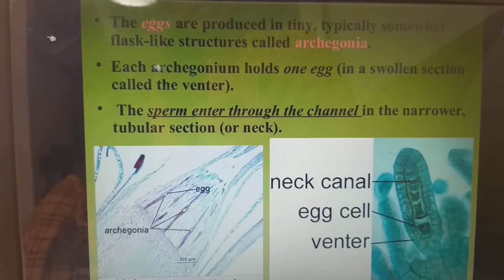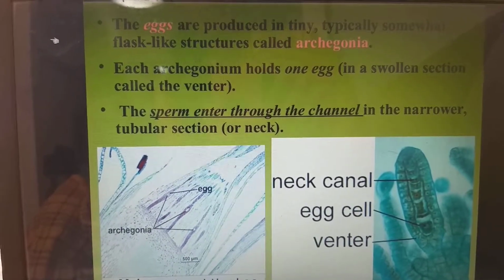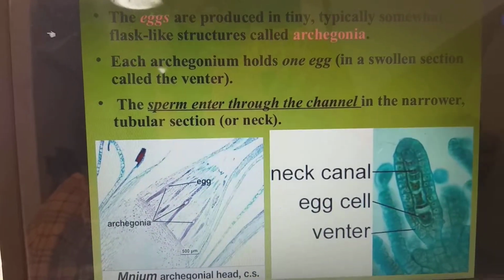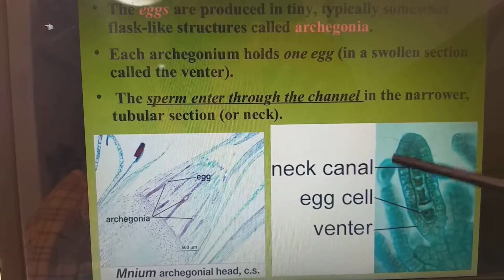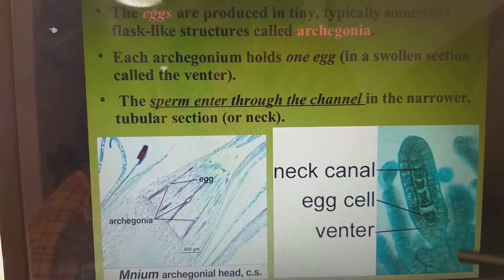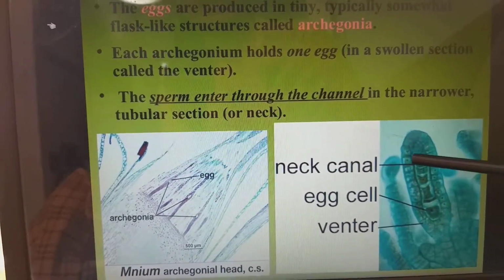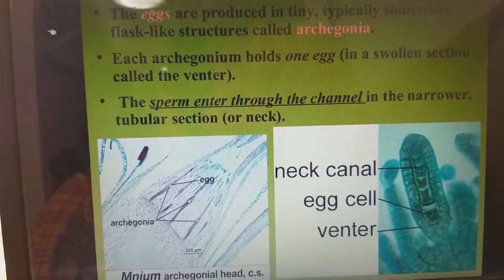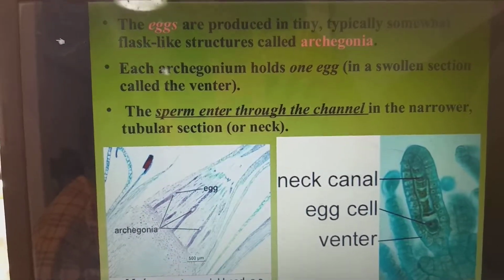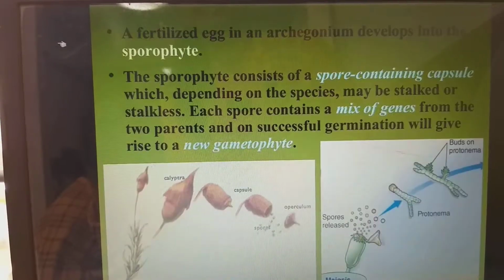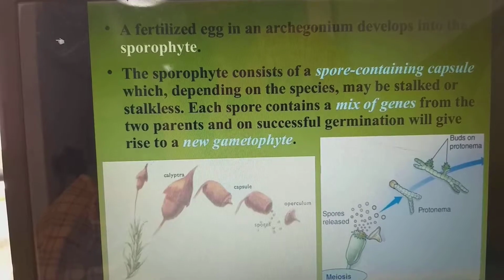The eggs are produced in a tiny and typically somewhat flask-like structure. We call it the archegonium. This whole structure is the archegonium. This is the venter part, the outer covering. Inside we have the egg cell and these are the neck canal cells. The sperms enter through the channel in a narrow tubular section, which we call the neck. A fertilized egg in an archegonium develops into the sporophyte.